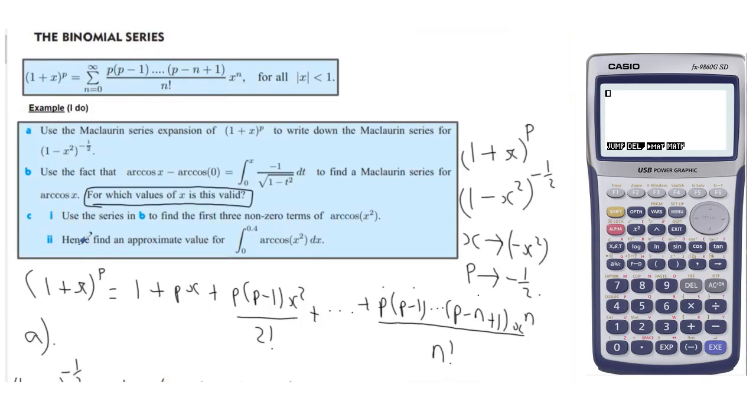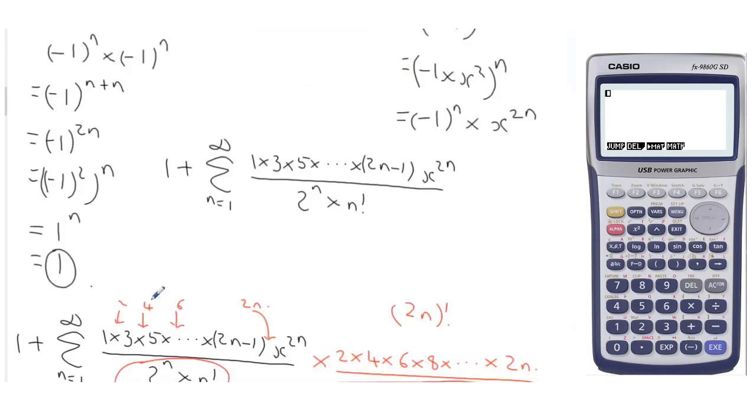Okay, we can move on to part C. Use the series in B, which was a series for arc cos x, to find the first three non-zero terms of arc cos x squared. And then part 2, hence find an approximation for the integral between 0 and 0.4 of arc cos x squared with respect to x. So we're going to use the series, the first three non-zero terms, in part C1, and we're going to integrate that in part C2.